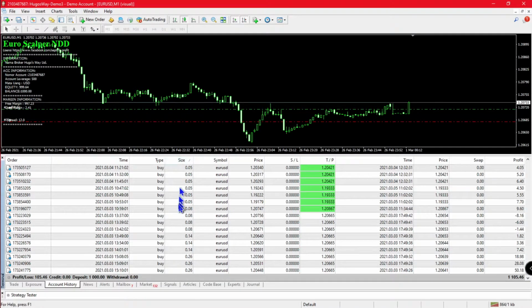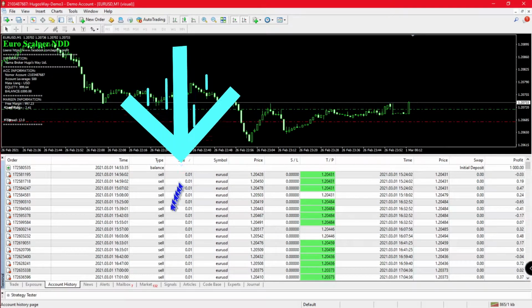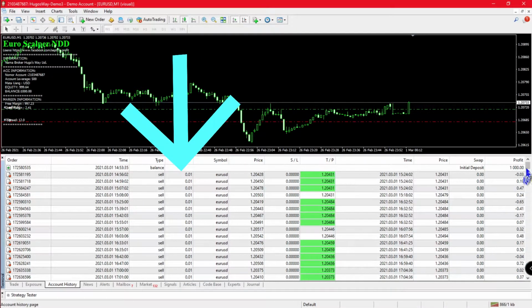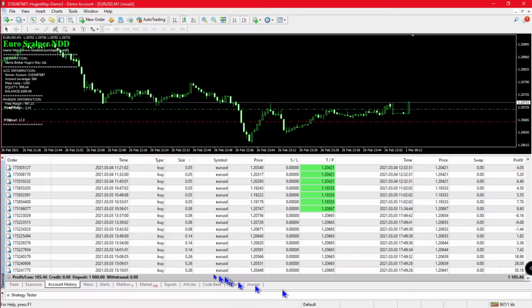So if I just go like this and we scroll to the top, you'll see that it's mainly 0.01 trades, and it gets multiplied up to 0.03, 0.04, all the way up to 0.26. So that's the highest lot size we have achieved. But if the trend continued, it could get into the 1.0 range, which is quite big for small accounts.